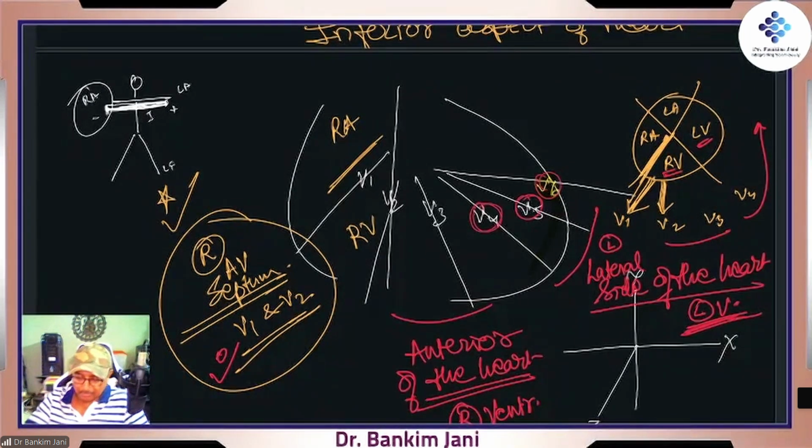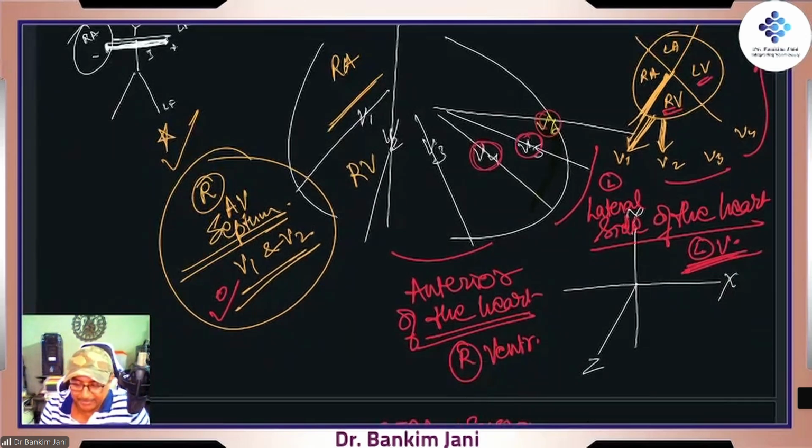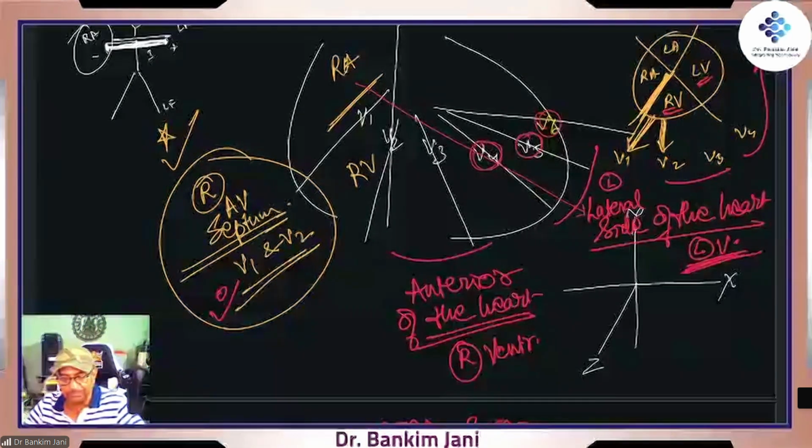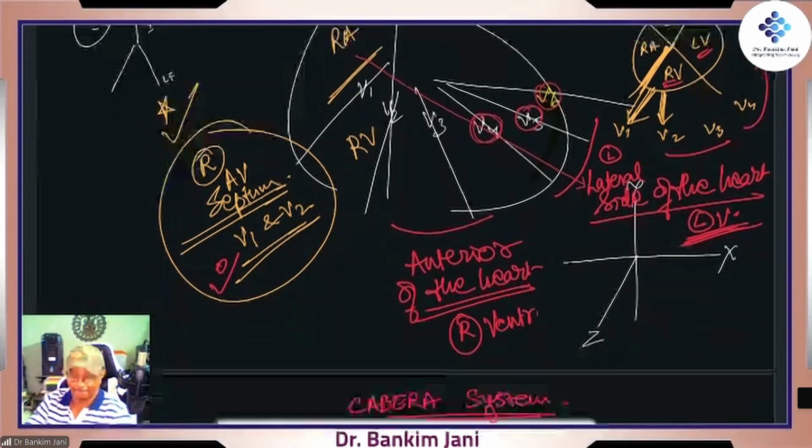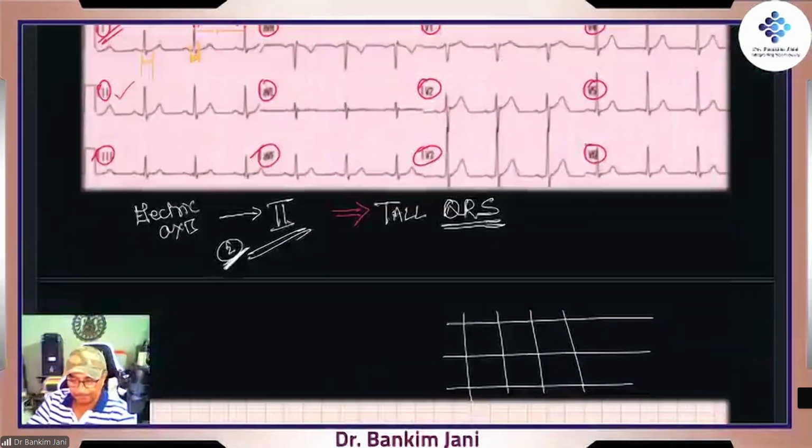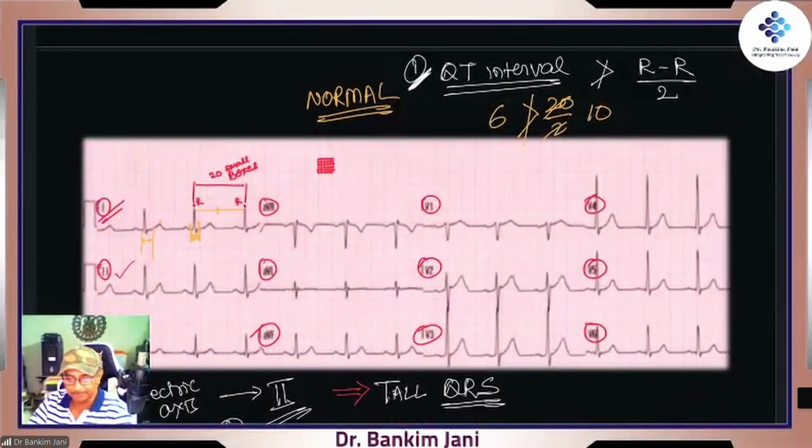V3 no, V3 is anterior. Our axis of the heart is towards the left ventricle. V3 is watching the right ventricle, so if V3 is enlarged, that means the right ventricle is important. Now let's see the ECG.